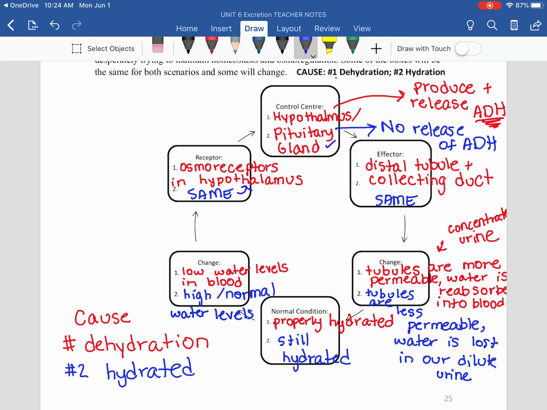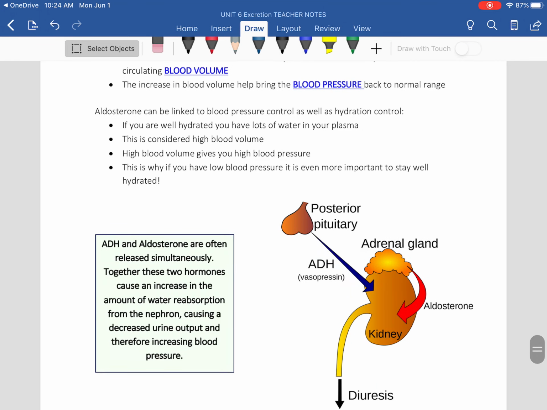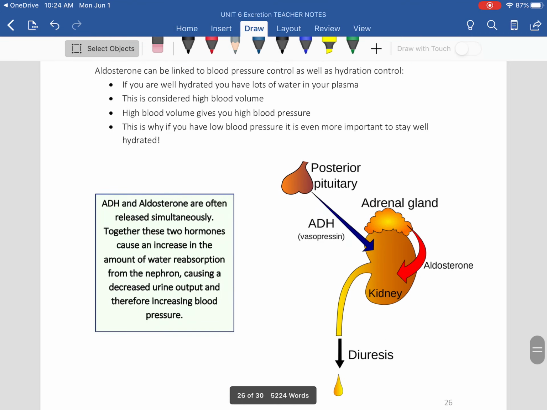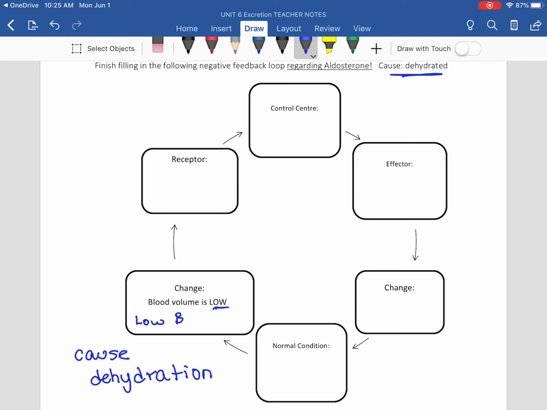Okay, now I would like to move on to the other hormone, aldosterone. Now let's keep in mind ADH and aldosterone, they kind of work together, all right? They're often released simultaneously, but aldosterone is more closely related to blood volume and blood pressure. All right, so here we're only doing one feedback loop where the cause is dehydration. Okay, if we are dehydrated, that would mean our blood volume is low and therefore we have low blood pressure.